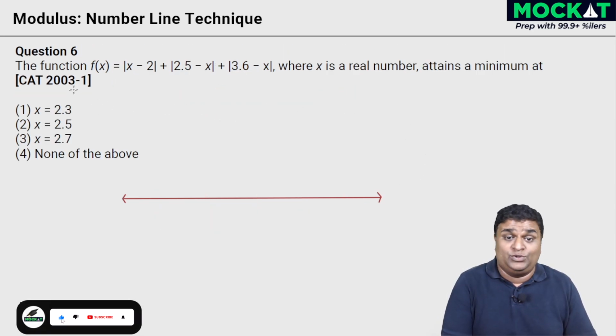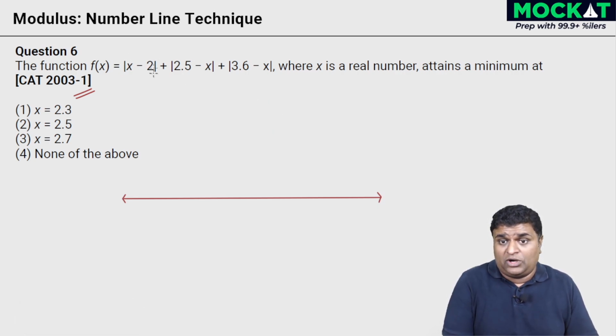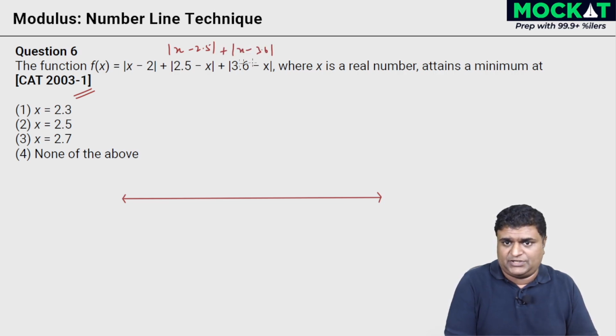Now let's look at a CAT 2003 question which turned up. Something like this: modulus of x minus 2 plus modulus of 2.5 minus x. Within the modulus, you can always multiply by minus 1 and nothing changes. So x minus 2.5, you can write it as plus modulus of x minus 3.6. And you have a modulus of x minus 2. So distance from 2, distance from 2.5 and distance from 3.6. If you add these up, it has to be minimum.